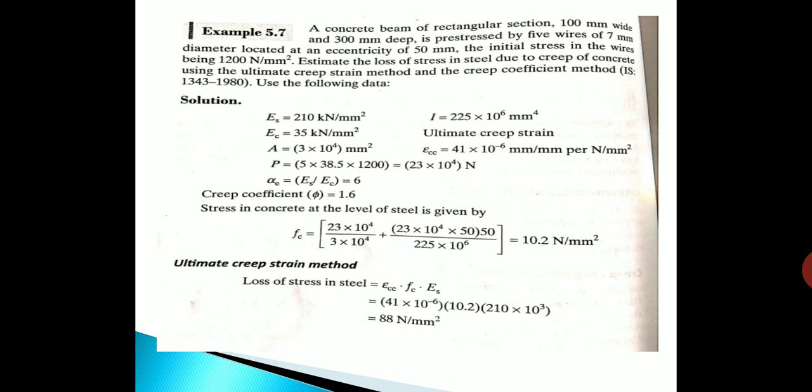Applying the stress formula, P by A plus P e by I into e, we get the stress as 10.2 Newton per mm square. Therefore, the loss happening is equal to epsilon cc into fc into Es. Substituting the values, we get the loss of 88 Newton per mm square. That is, for the applied prestress of 1200 Newton per mm square, we are encountering a loss of 88 Newton per mm square. This is by the ultimate creep strain method.